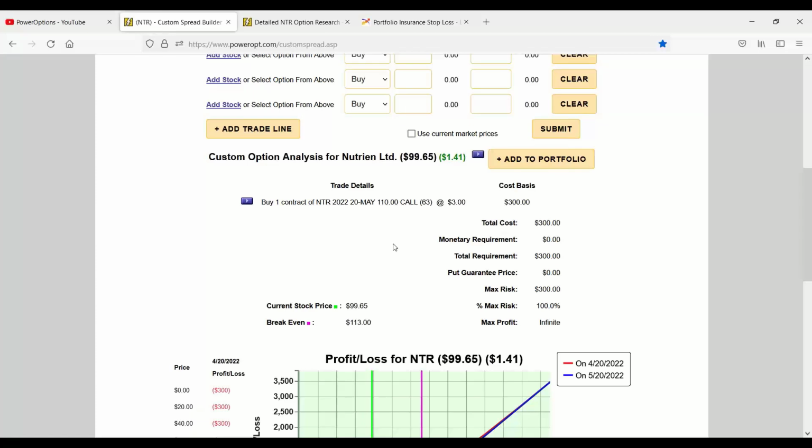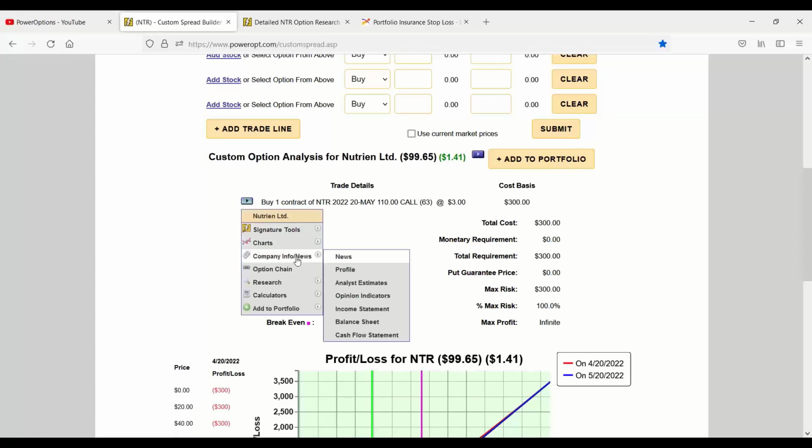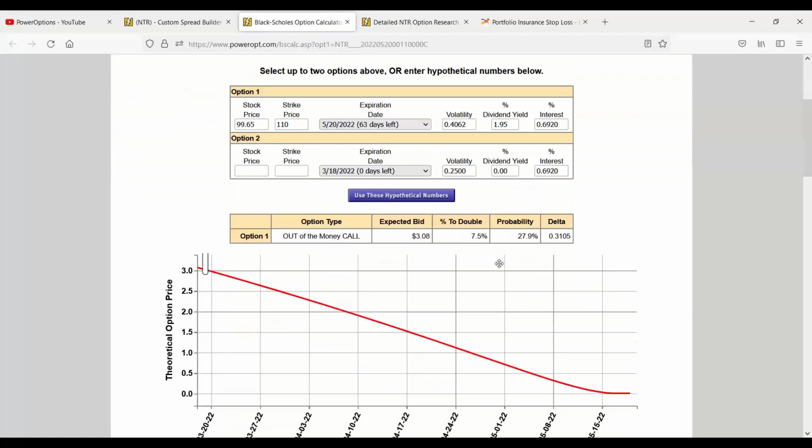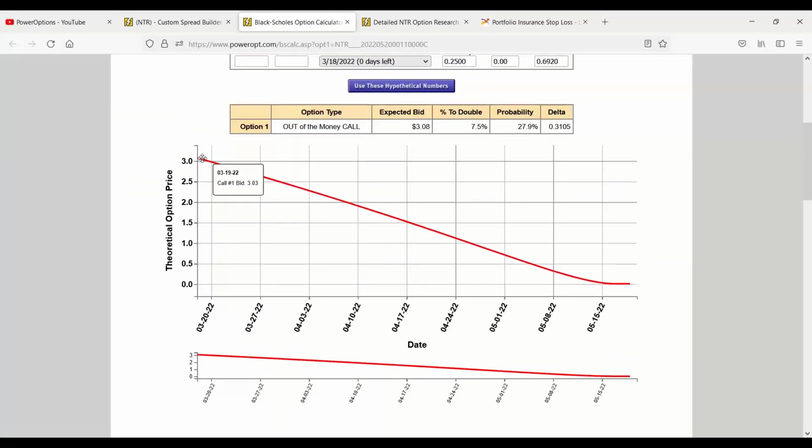You want to know the delta. You want to know the movement expected on your long call. But of course, if the stock doesn't do anything, we're going to go to calculators now, and we're going to go to Black-Scholes. This is an out-of-the-money call. And what this is showing us is the expected time decay.